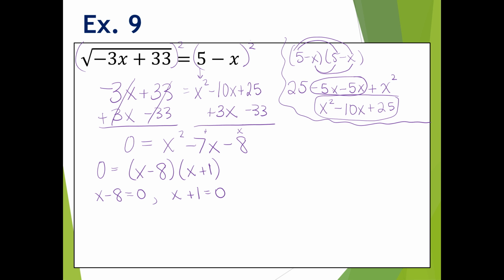Okay, now to solve that, we're going to add 8 to both sides. So we're going to get x equals 8. Again, I know some of you guys maybe don't need to show that step, but do what works for you. Okay, so we got these two answers.